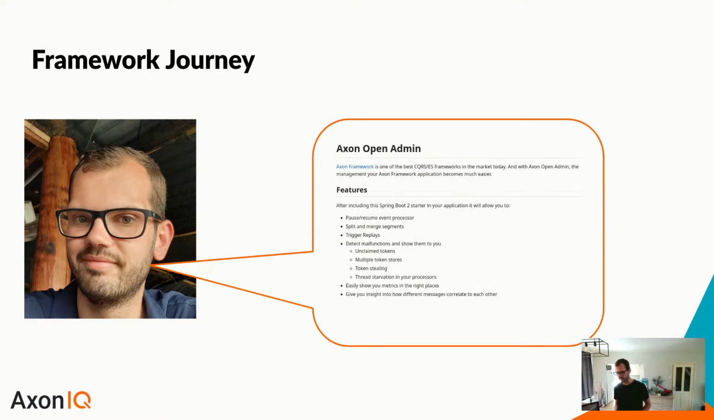At some point in time, I realized that I was not the only one having this problem. And I started something called Axon OpenAdmin, which was a Spring Boot starter, which you could use to pause, reset, and restart event processors in a distributed environment. It would call a load balancer multiple times until it knew all the instances had stopped. It would cause a replay and then start, but it did other things as well, such as detect malfunctions, such as token stealing. And it would show you some metrics and give you insight into how messages relate to each other.